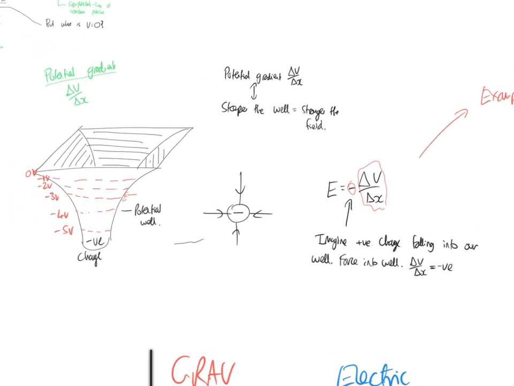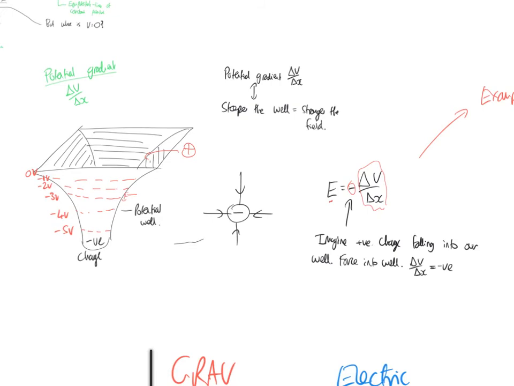If we imagine a positive charge up here falling into this well, it's going to be attracted in. Now, the potential gradient in this case is negative, because each meter we move towards it, we're going down to a more negative potential. And the electric field strength is also going to be in the same direction. So that's what brings in that negative there.